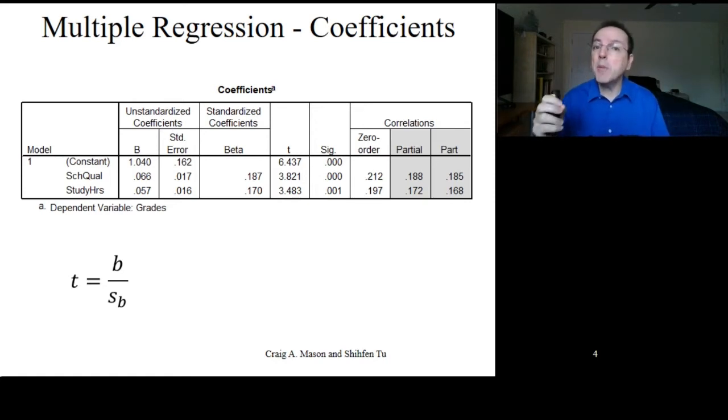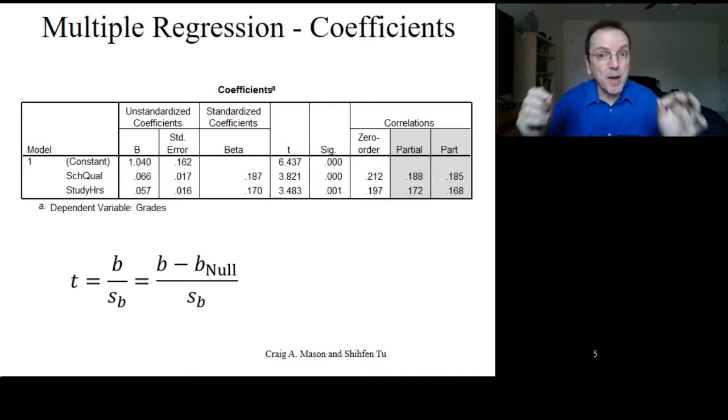If we write the formula more generically, and you may see it written this way sometimes, it's actually b, our observed b, minus b null, that value we expect to see for that regression coefficient if the null hypothesis is true, divided by the standard error for the regression coefficient.